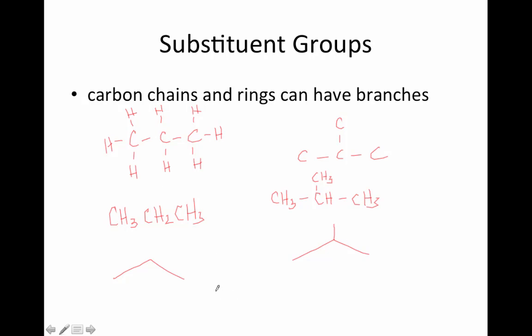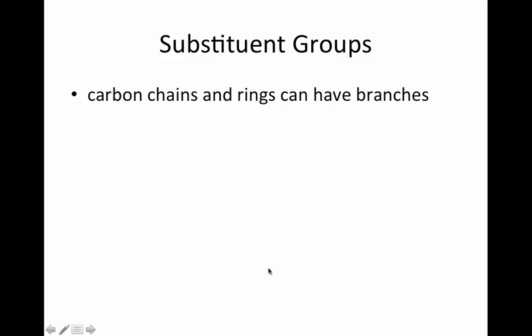I could have a carbon chain with a branch, and that branch could contain another element like chlorine. Or the branch could be a group of elements, this right here, NO2. That's called nitro. I'm just going to activate the pen again and give you some more examples. I could have a very long hydrocarbon chain like this, and I could have a branch with 2 carbons coming off of it.